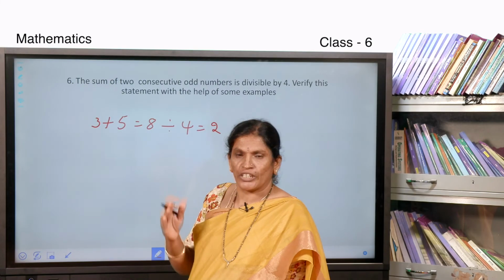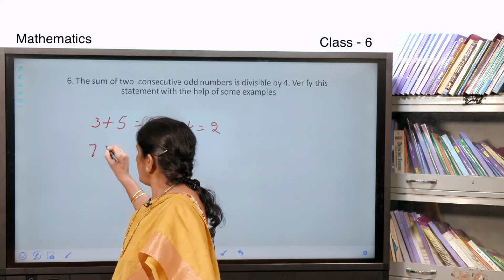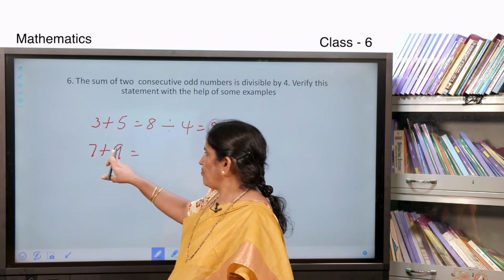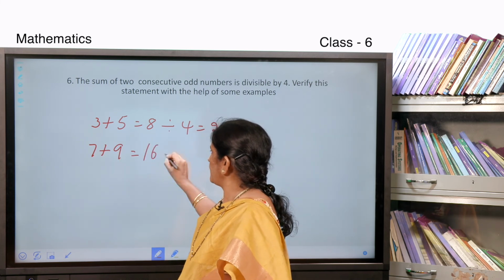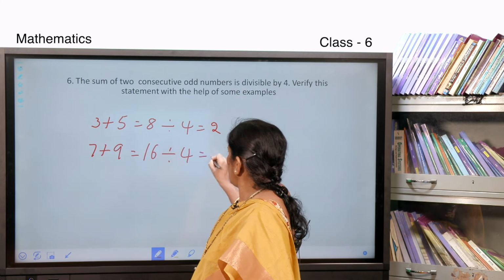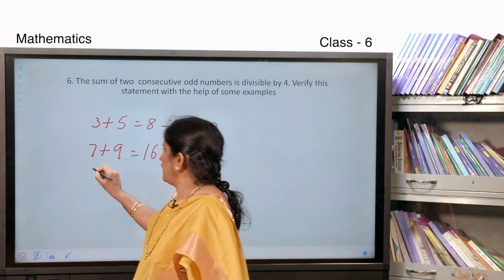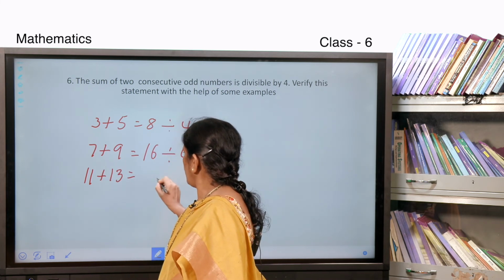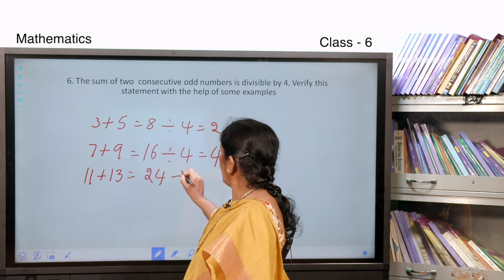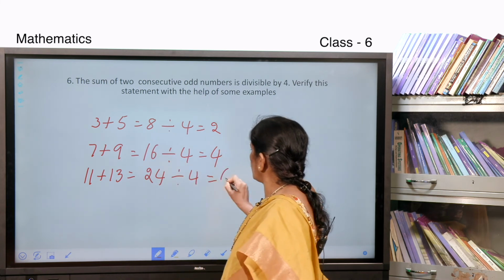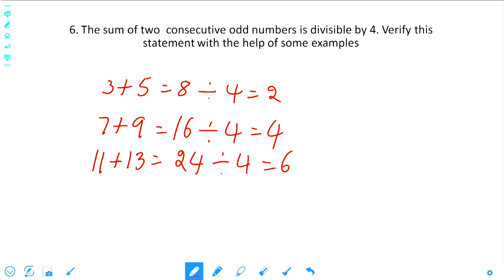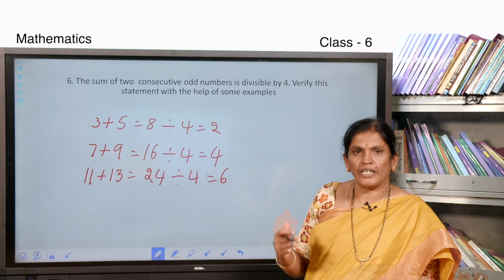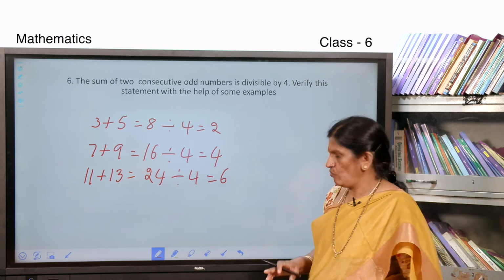Answer is 2. Next, consecutive 5 and 7, 7 and 9 are consecutive odd numbers. Sum of 2 consecutive odd numbers, so 7 plus 9, we can take 5 plus 7 also. 7 plus 9 is 16. Yes, 16 is also divisible by 4, that is 4 4s are 16. Next, 11 and 13. 11 plus 13 is 24. 24 divided by 4 is equal to 6, 4 6s are 24. So, with these examples we can prove that the sum of two consecutive odd numbers is divisible by 4.